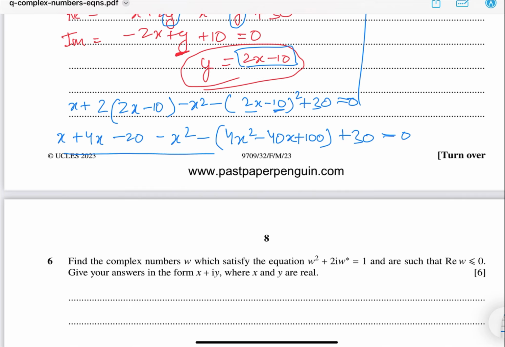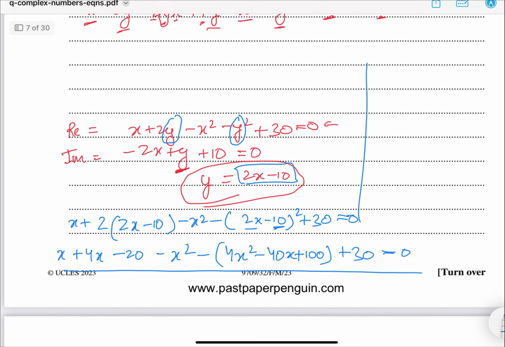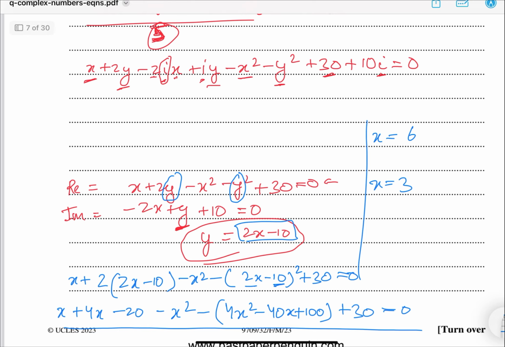Now we have a quadratic equation with us. We can easily solve this quadratic equation and we will have the value of x equals 6 and x equals 3. For both values, we can find the value of y as well. Plug it into this one, both of them, and we will have the value of y as well. Alright, so for 6, y equals 2, and for 3, y equals negative 4.